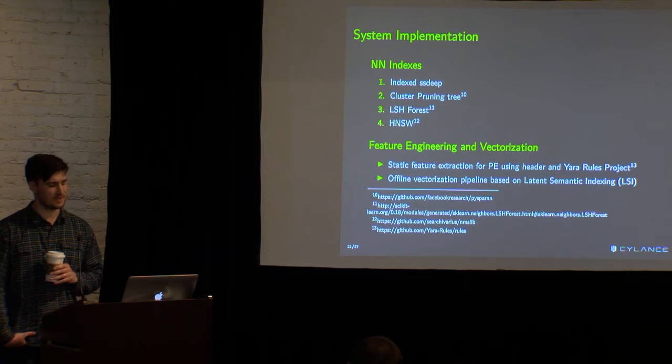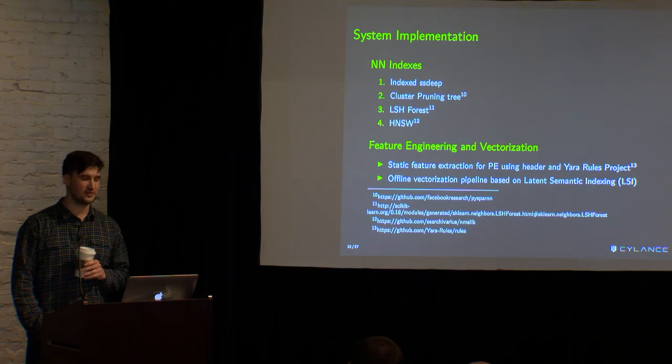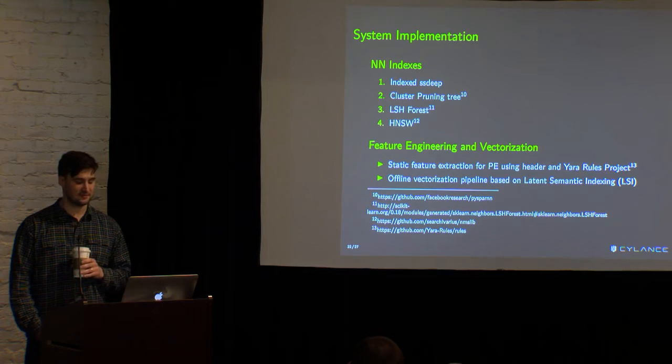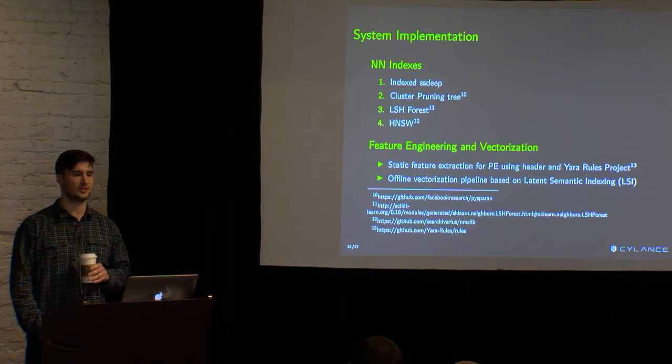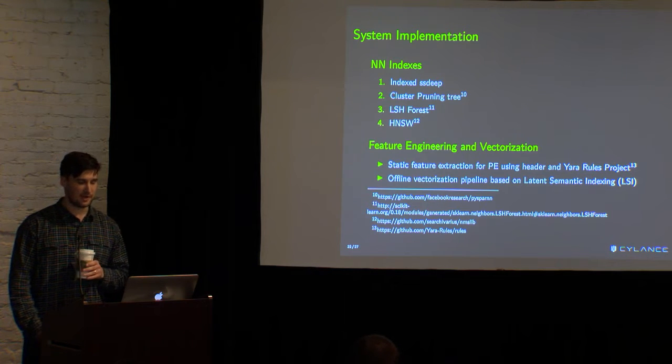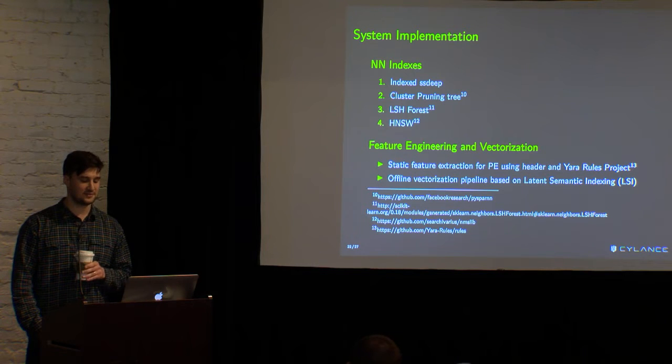For feature engineering, I have a simple static feature extraction pipeline that looks at PEs only right now. It uses the header, pulls out various bits from there, and then also uses all the rules in the Yara Rules project as additional signature-like features, that ultimately give us about 5,000 to 10,000 or so dimensions after we construct this pipeline.